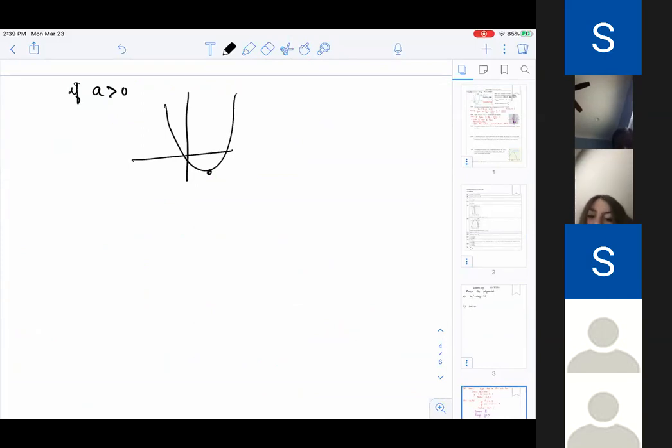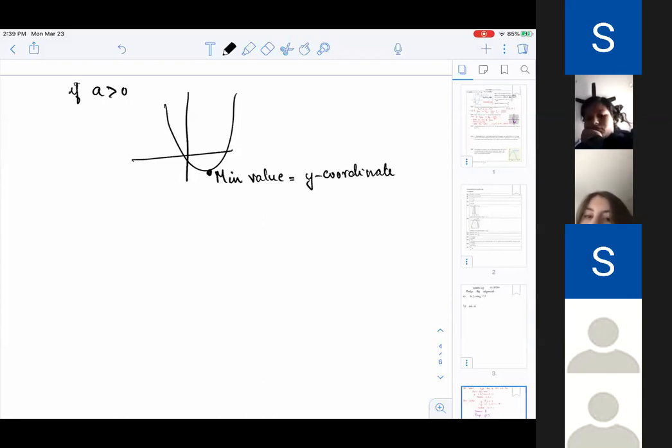When it opens up, this is the vertex. So when the parabola is opening up, do we have a maximum point or a minimum point on the graph? Minimum. This is the minimum, because the vertex is the minimum point and everything else is above it. So we call this the minimum value. And the minimum value is the y-coordinate of the vertex.